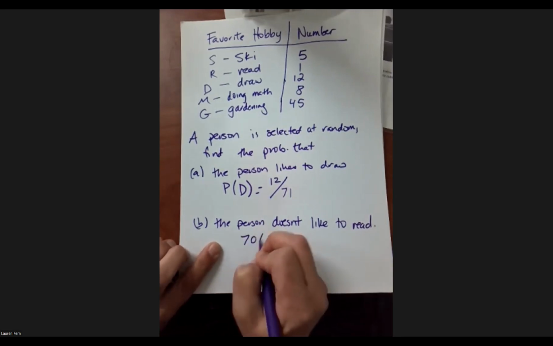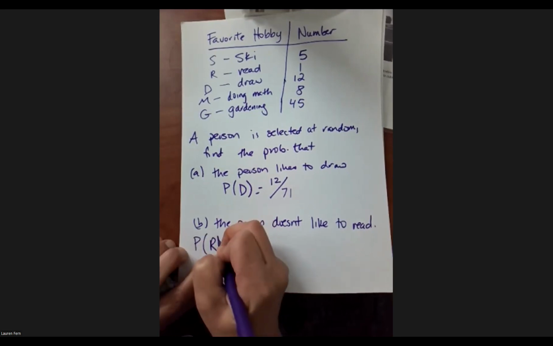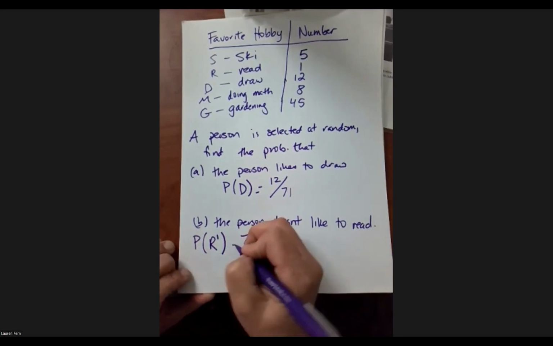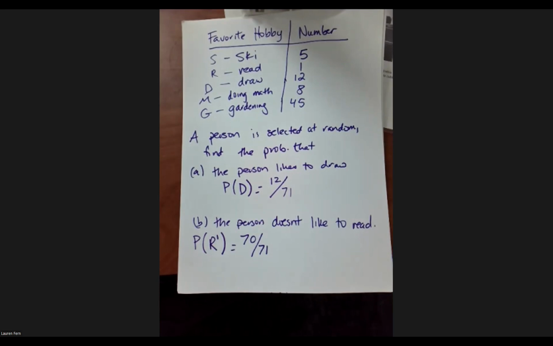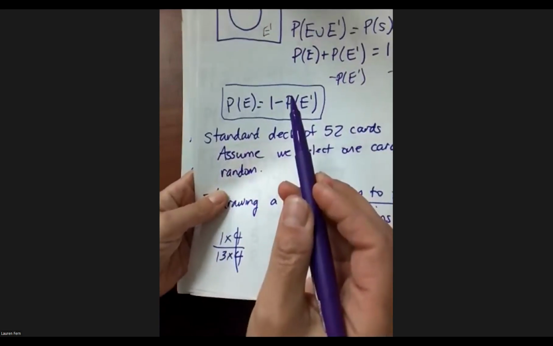It's 70 out of 71. You could write that as the probability of our complement, right? Not read is the complement. Now, I would venture to say that maybe you didn't actually take the formula per se, but you probably answered it by doing this computation.